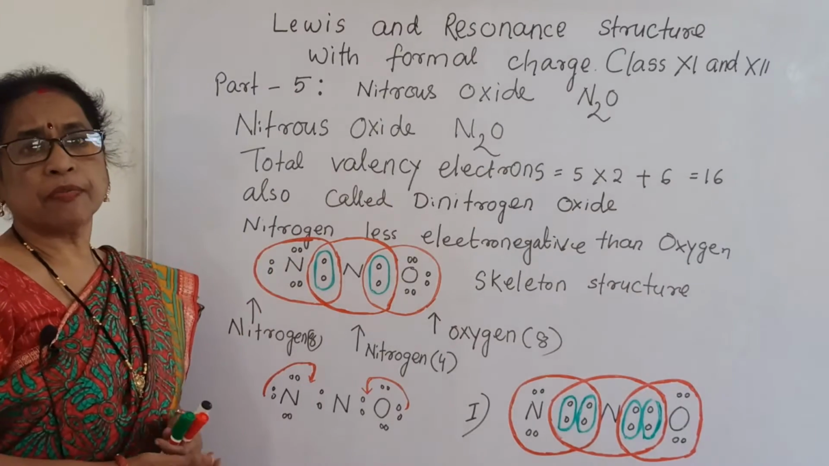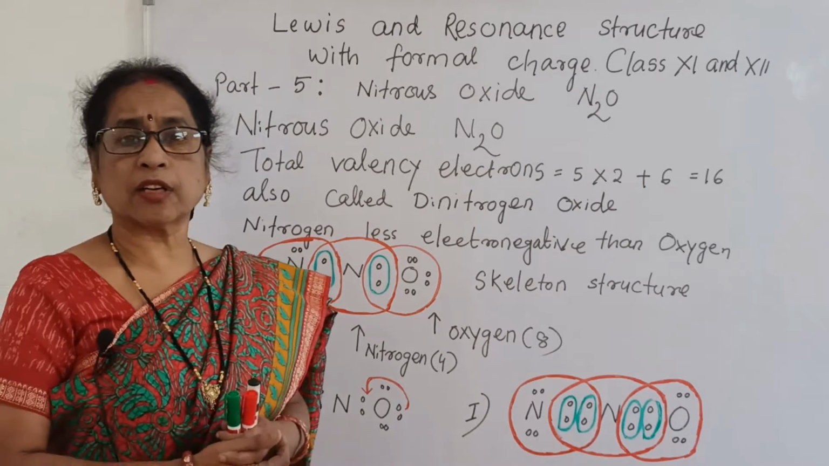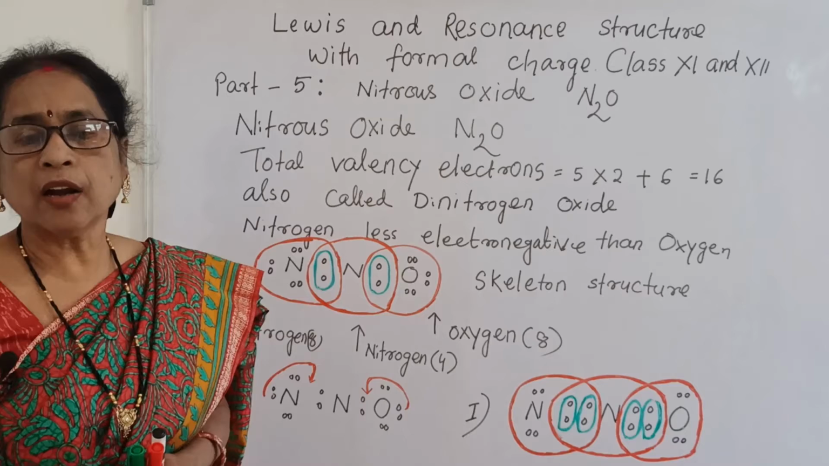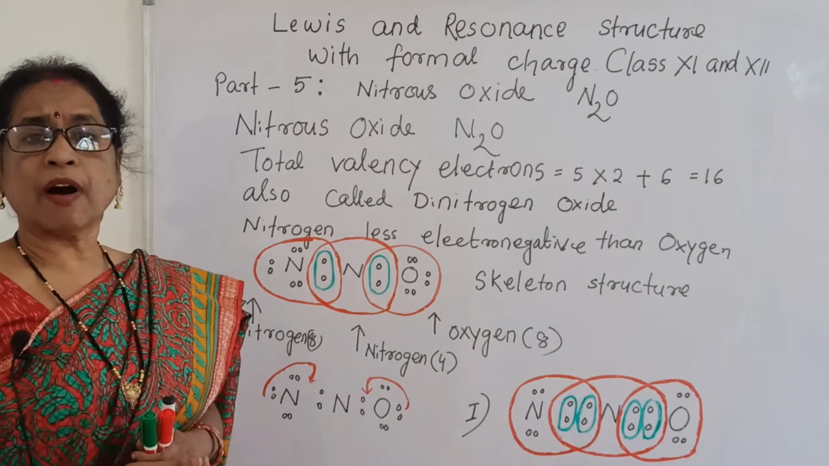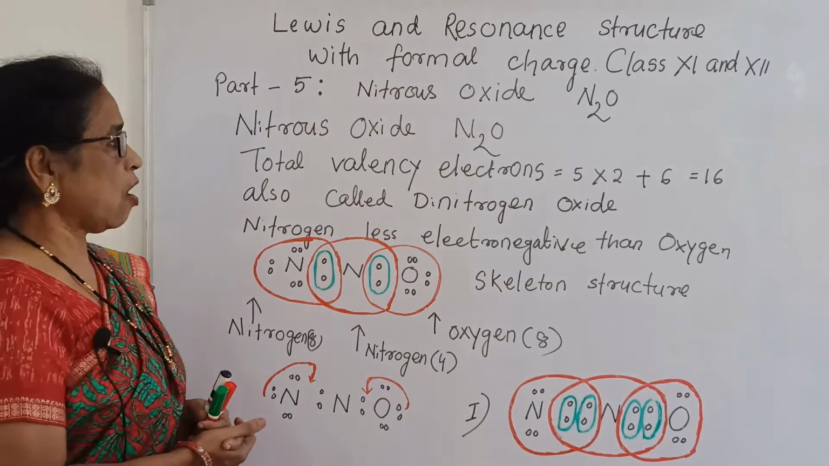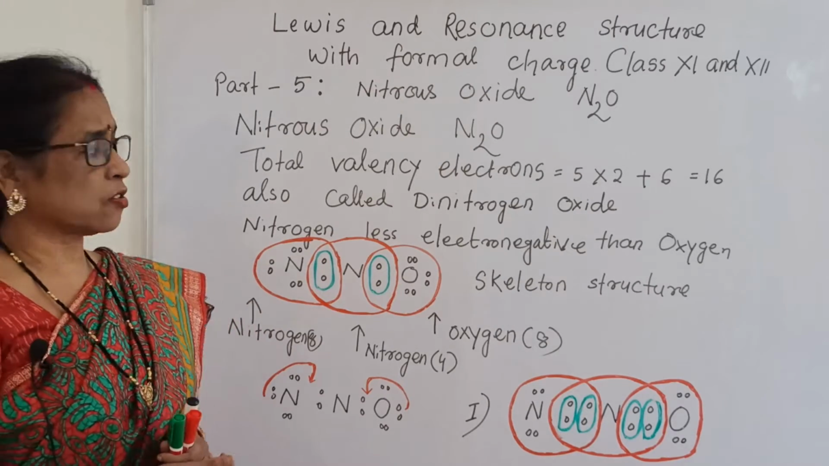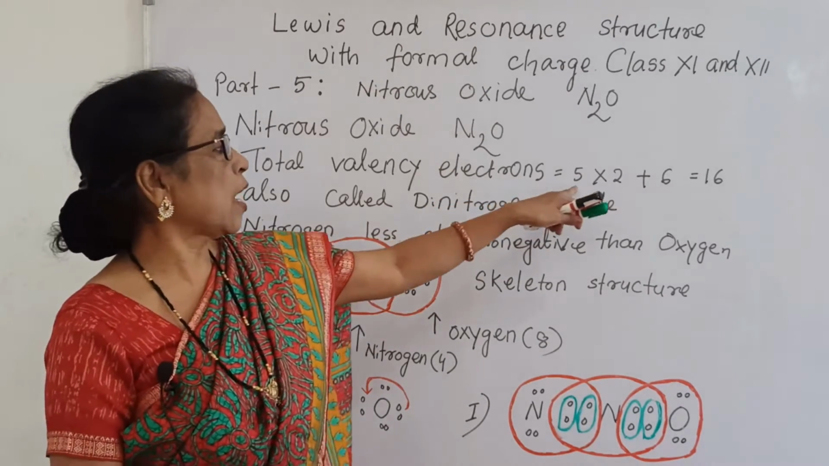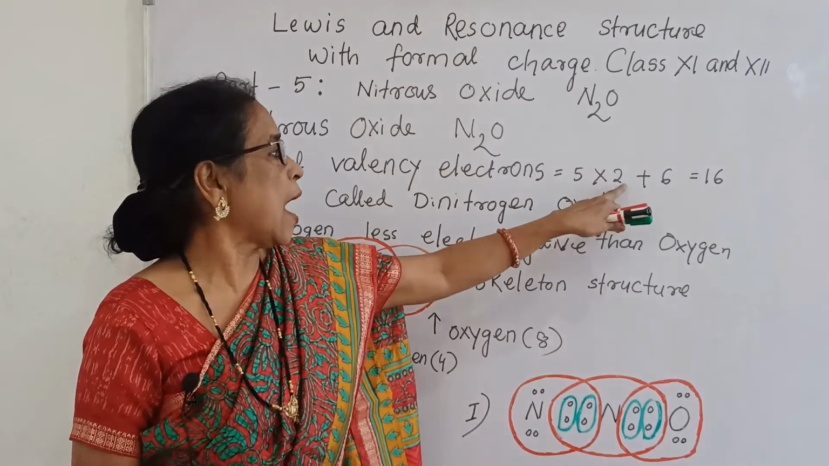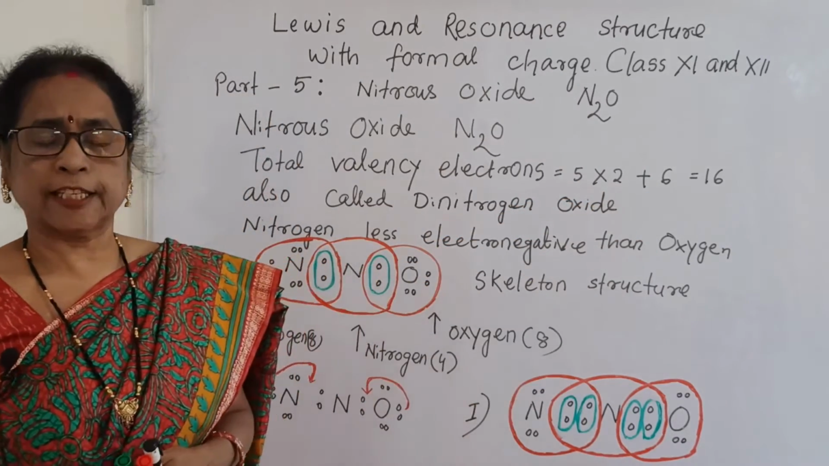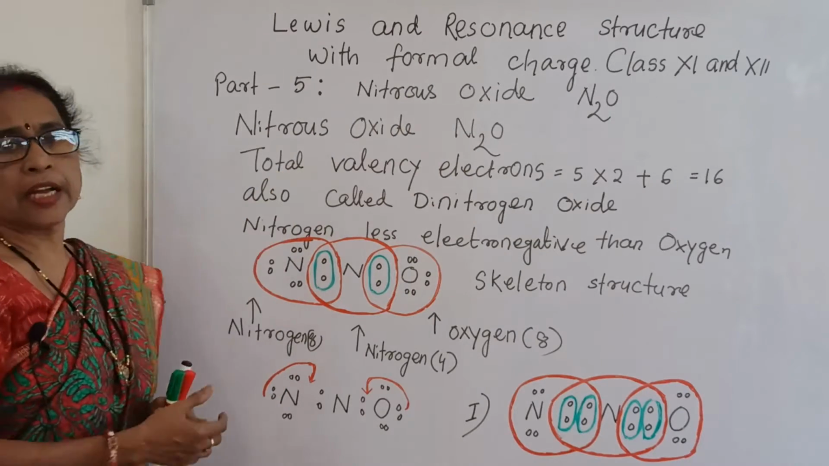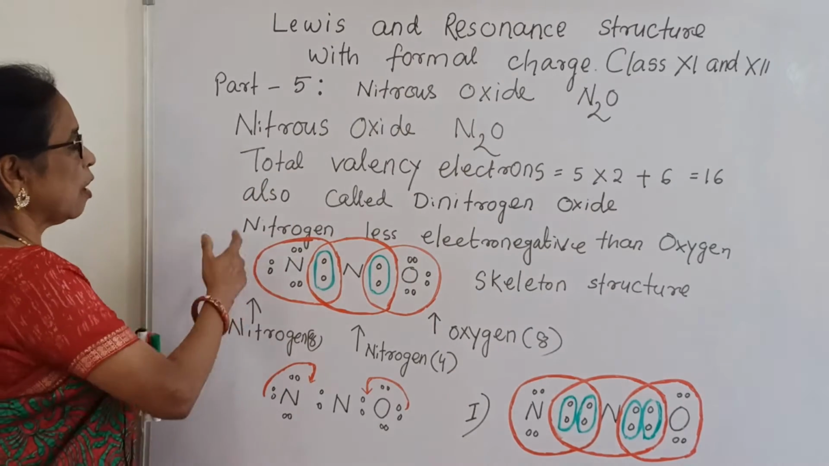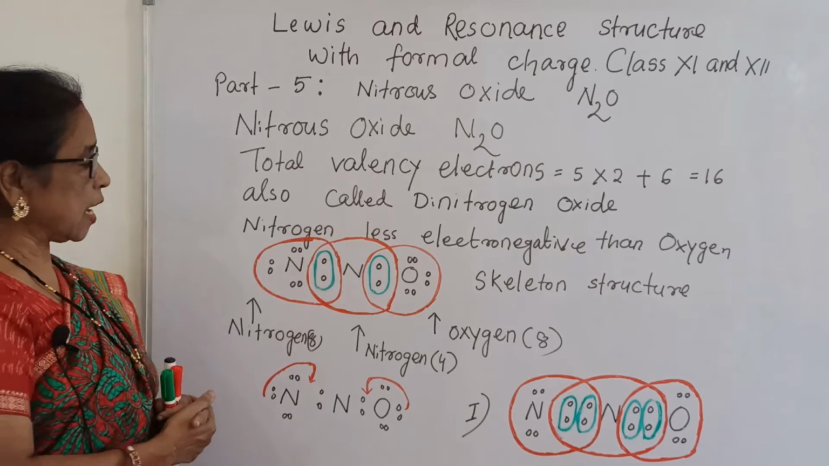Now here first we will find out the total valence electrons of this molecule. You know nitrogen has 5 valence electrons and oxygen has 6 valence electrons. There are 2 nitrogens, so 5 times 2 plus 6 equals 16. That means 16 valence electrons of nitrous oxide are present. It is also called dinitrogen oxide.